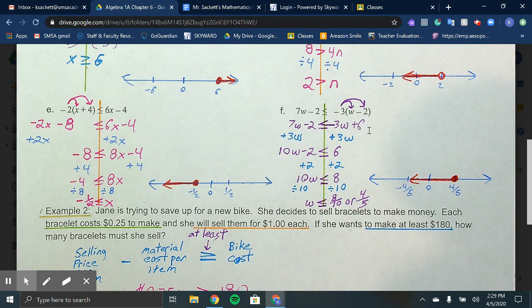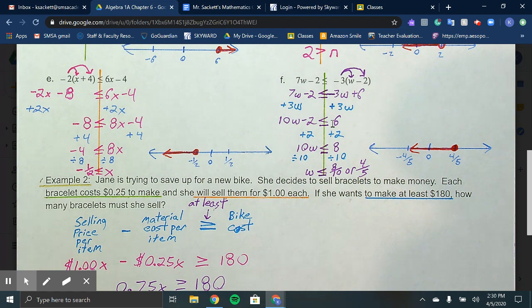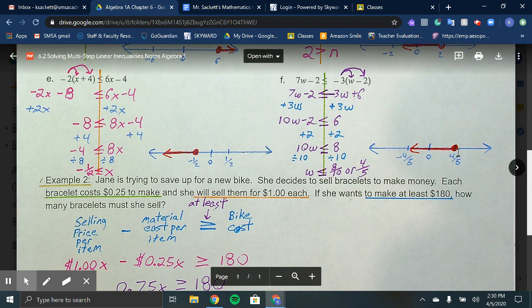Get our variable to one side, so to undo the -3w, add 3w to both sides. 10w minus 2 is less than or equal to 6. Undo subtraction by adding 2. 10w is less than or equal to 8. Divide both sides by 10, so w is less than or equal to 8/10, which simplifies to 4/5. So I have a filled in circle at 4/5, and w is anything less than that.